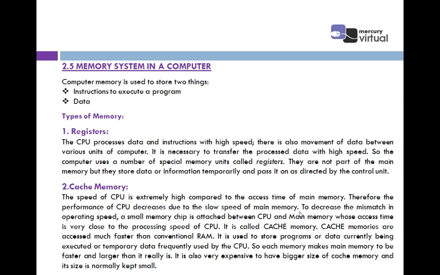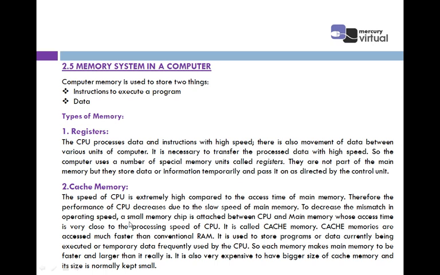So automatically the performance of the CPU decreases. To decrease the mismatch in the operating speed, that is, the mismatch between the CPU and the main memory, a new device, a new chip, a new memory is attached between the CPU and the main memory, that is known as the cache memory.